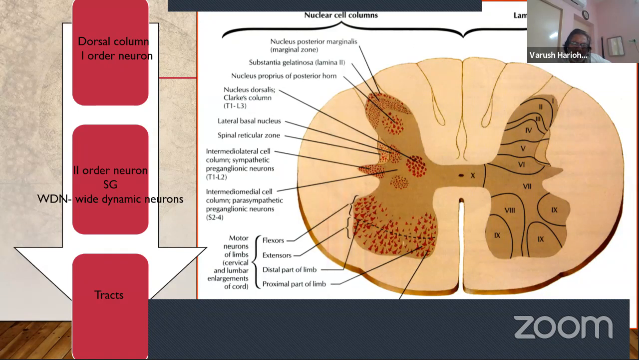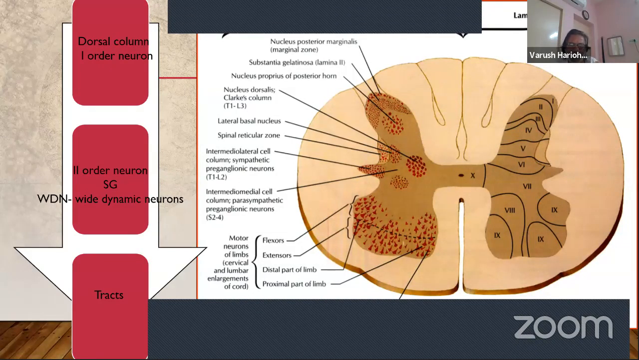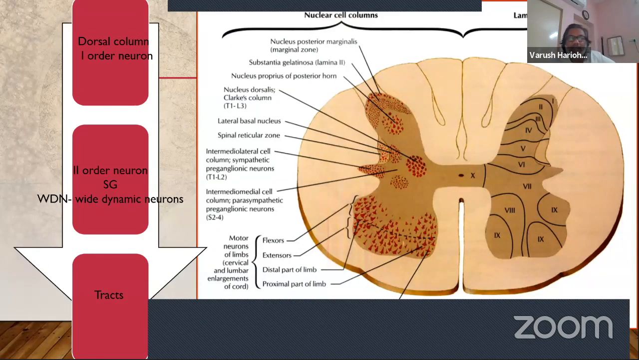That is your second lamina. They have what we call wide dynamic range neurons, right? What we mean by wide and dynamic is that whatever stimulus you get, they respond. Why? Because as I told you, pain is a danger signal, which can be chemical, thermal, or mechanical, right? So any information, these wide dynamic neurons just respond. They are also very pliable or plastic.